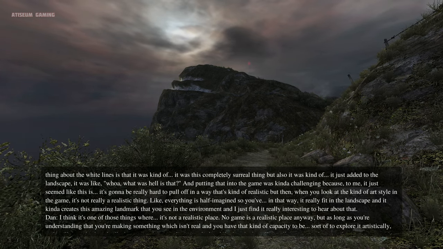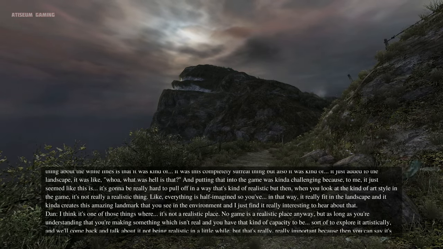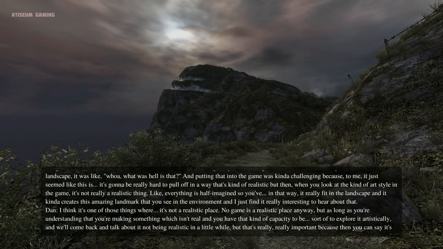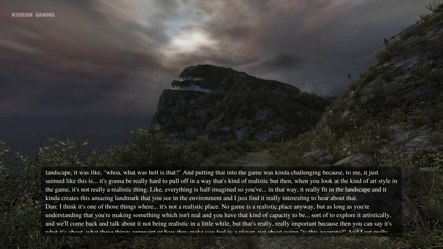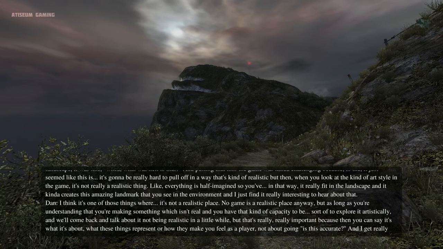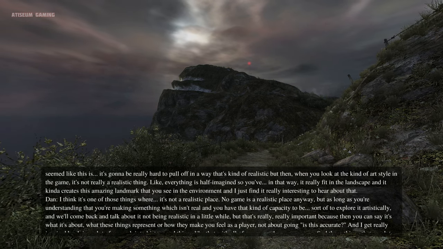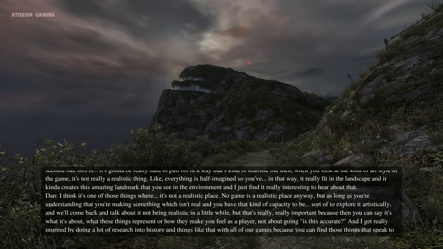Yeah. I think it's one of those things where it's not a realistic place. And I mean, no game is a realistic place anyway, but understanding that you're making something which isn't real, you have that capacity to explore it artistically. And we'll come back and talk about it not being realistic in a little while. But that's really important because then you can say, it's about what these things represent or how they make you feel as a player, not about going, is this accurate?